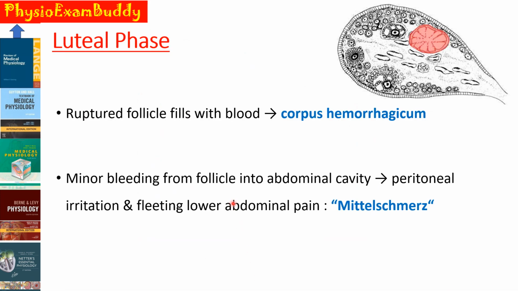Once the ovum is expelled, the next phase, that is after ovulation, is the luteal phase. The ruptured follicle, we know that in the cortex of the ovary, you can see follicles at different phases of development. The one which ruptured will get filled with blood, and it is converted into a new thing which is known as the corpus haemorrhagicum. And minor bleeding from this follicle into the abdominal cavity will also occur, resulting in peritoneal irritation as well as a fleeting type of lower abdominal pain, which is known as Mittelschmerz. It is a sign of ovulation in females.